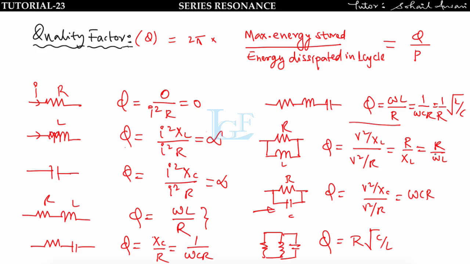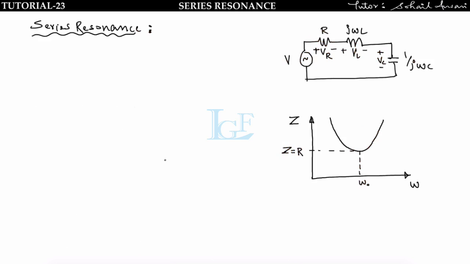Now we know that dissipation factor is equal to 1 upon quality factor, so we can find the dissipation factor also, like dissipation factor is equal to 1 upon Q. Okay, now let us move to understand the series resonance.